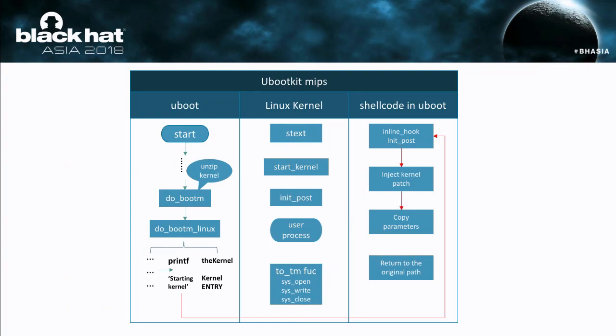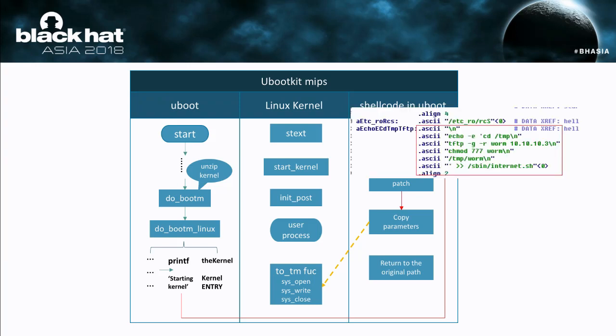The third is to copy parameters. Parameters such as file name and content, which are used in the I/O syscall in the previous step, will be constructed in the kernel memory. This picture shows the content appended to the end of the auto-run file.